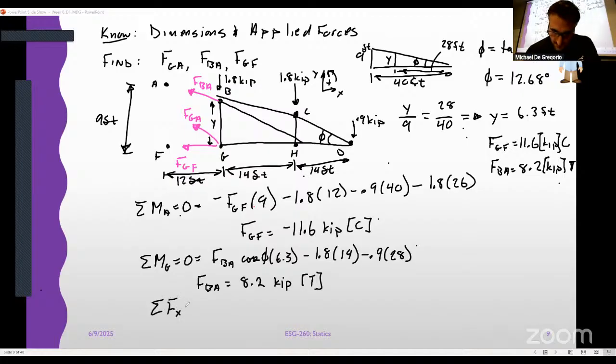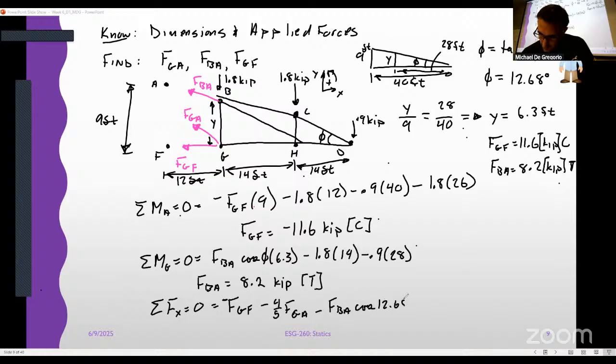Sum forces x is 0 is equal to negative FGF minus 4/5 FGA minus FBA cosine of 12.68 degrees. Right, and we can solve directly for FGA. Remember that you have to carry the negative sign in here because we didn't redraw our FBD.